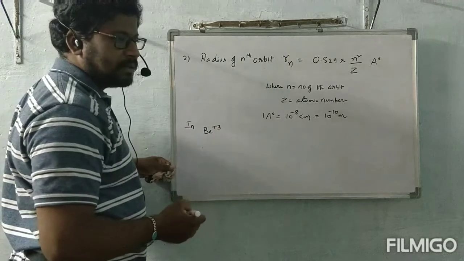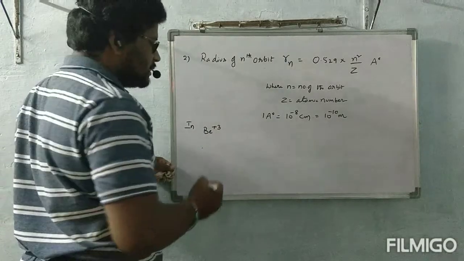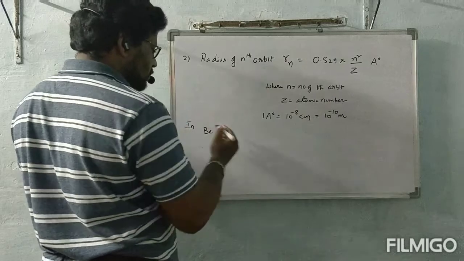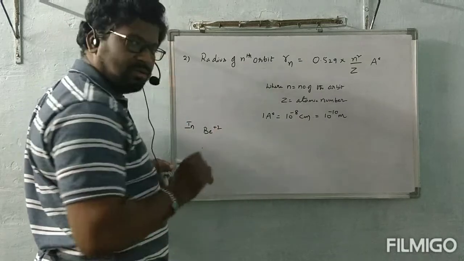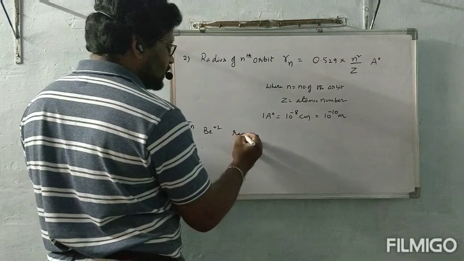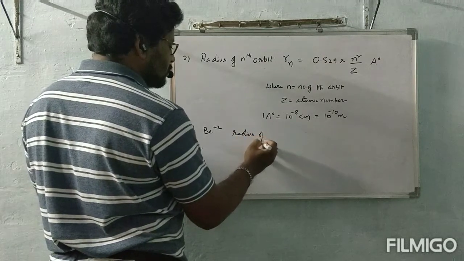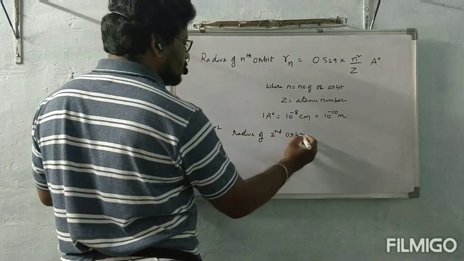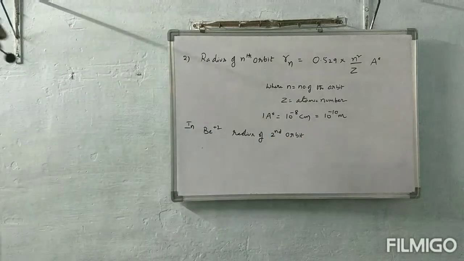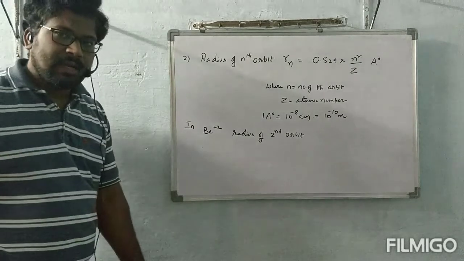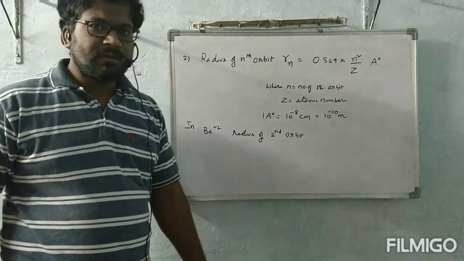In Be plus 3 or Be plus 2, anything, no problem. In Be plus 2, find the radius of the second orbit. That is what we want to find.